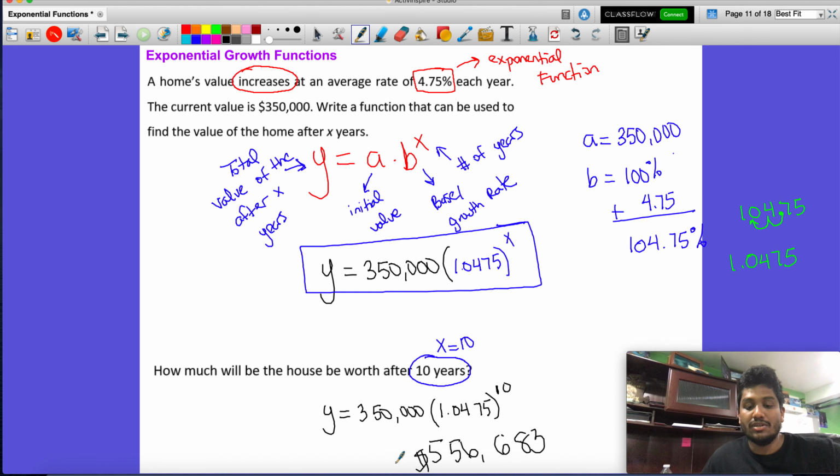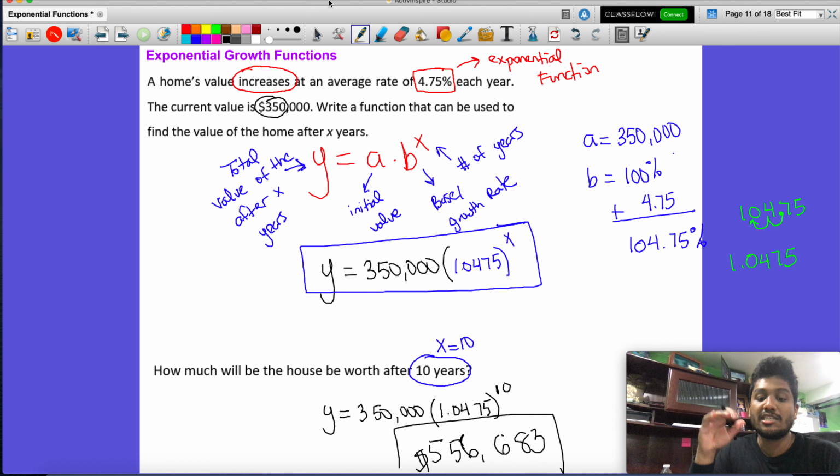That's a pretty big jump, considering that right now it's only 350,000, and if they wait 10 years, it'll be worth $556,000. That's a huge amount. So this is how we deal with some word problems about exponential growth.